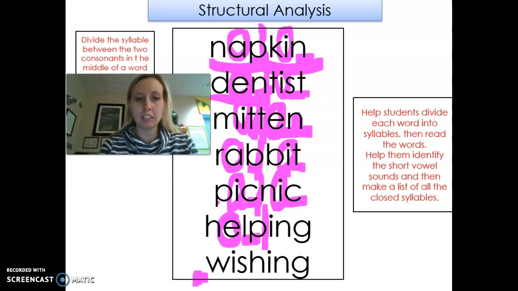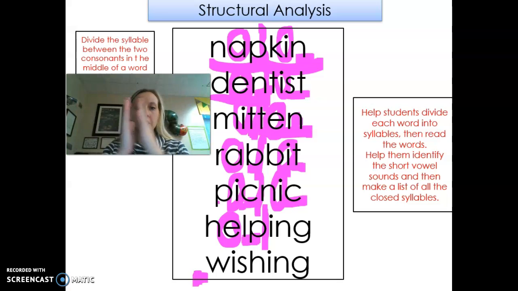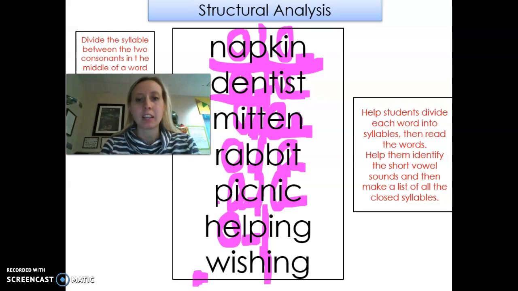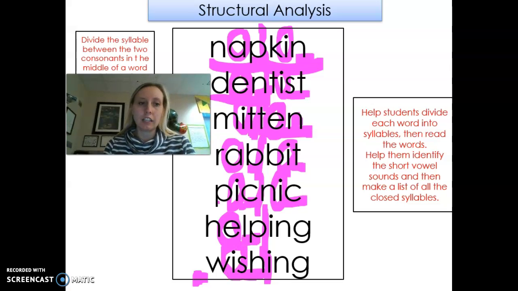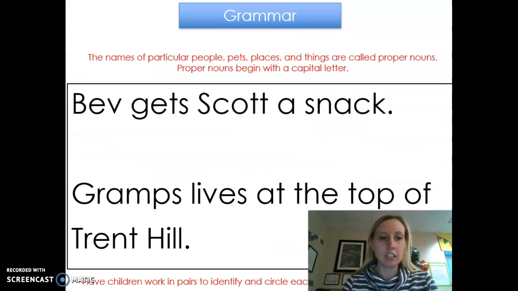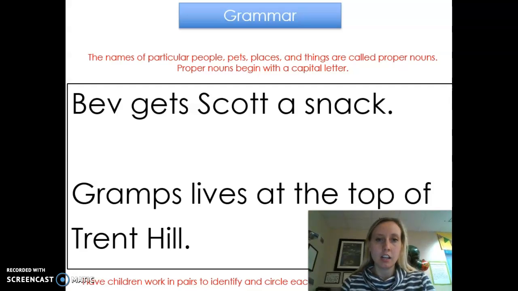Okay, my last one is down here, wishing, wishing. So I'm going to separate it before the ing. And I have my consonants, and then I have my vowel, and it says I, so it's a closed syllable, so it's a short vowel. I, wishing. Okay, really quickly, let's talk about the last slide.